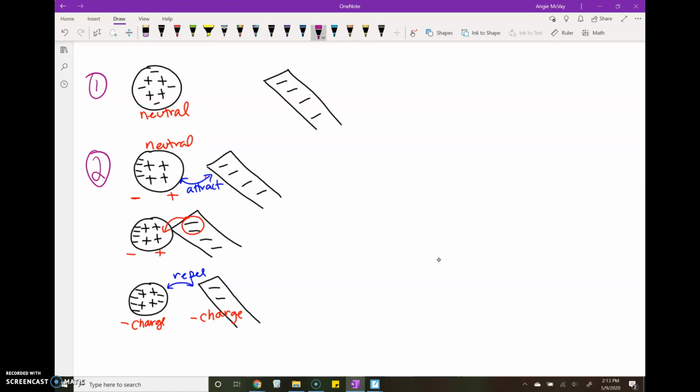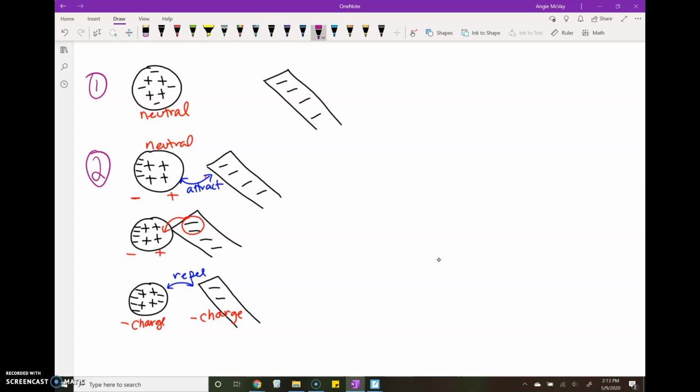That makes the right side of the pith ball have a net positive charge. The left side is more negative now because all of the negatives were repelled over. And since this side of the pith ball is positive and opposites attract, the positive side of the pith ball is attracted to the negative wand. They attract. Okay, they will attract and then touch.